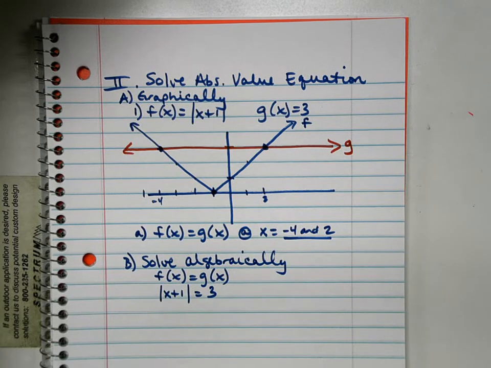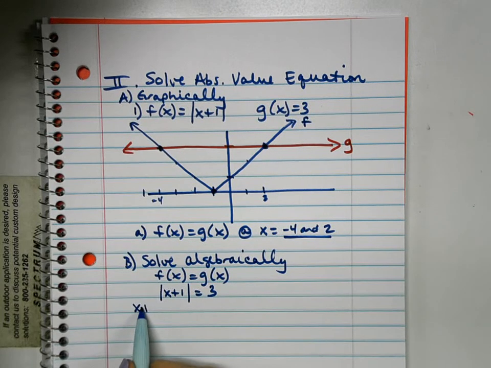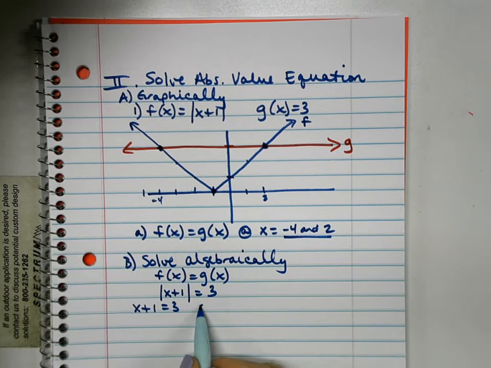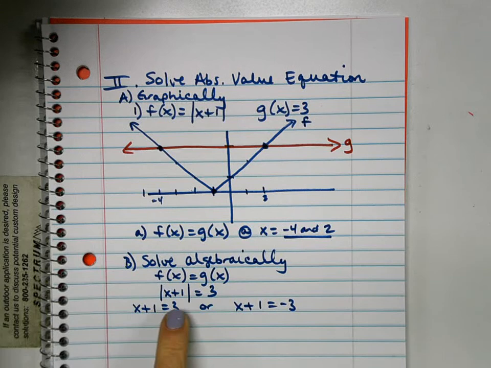So we're going to set up two cases. There's two things that could be true. What's inside is x plus 1. It could be 3, or it could be -3, and that would be true. So there's two cases, and you know what it's going to be every time: it's going to be the positive of that, and it's going to be the negative of that. And then solve this.